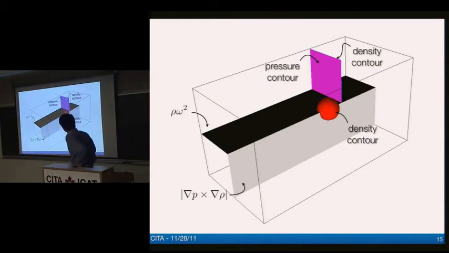And then on this face over here, I plot what's called the entropy, which is just the density times the vorticity squared. It's a poor man's measure of how much energy is in what I call the vortex field, and I'll motivate why I thought this in a second. And then on this space over here, I plot what we call the baroclinic term. It's the cross product of the gradient of pressure with the gradient of density.